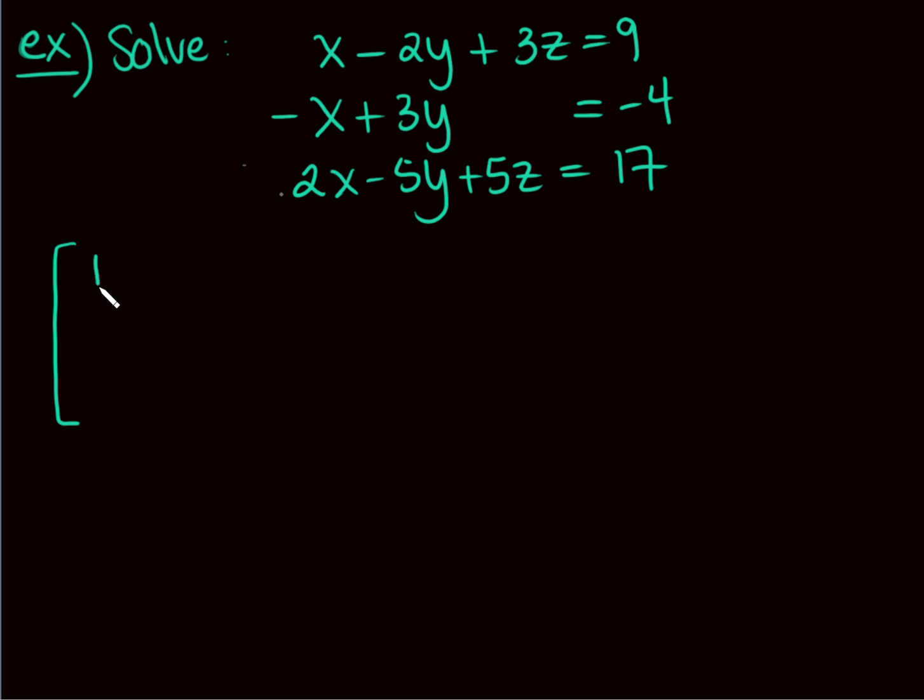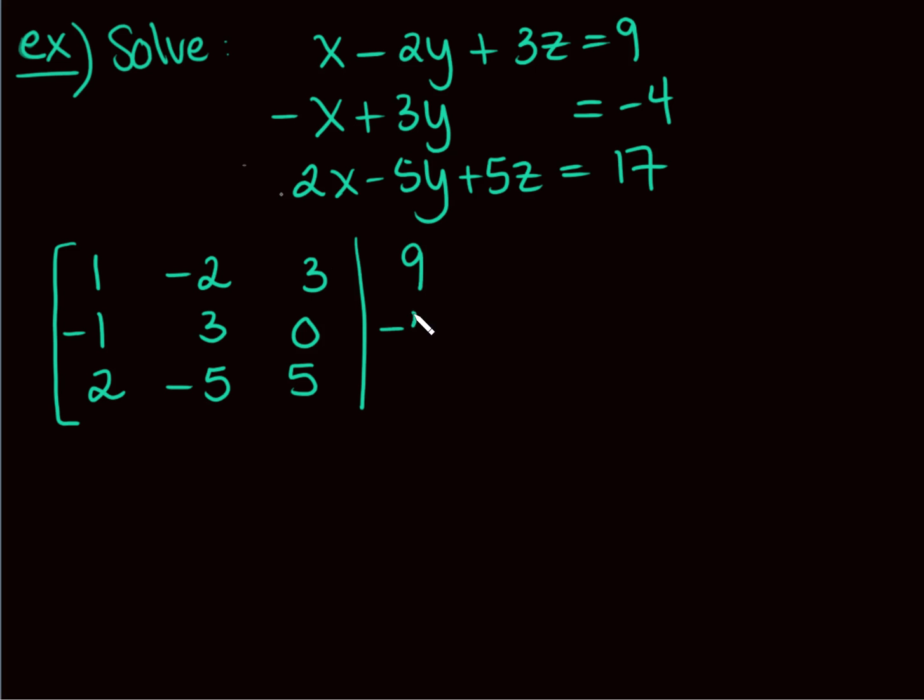What would I have? My x's, I go 1, -1, 2. Then for my y's, I would have -2, 3, -5. For my z's, I would have 3, 0, so let's go ahead and put a 0 there, and 5. And then my augmented matrix here, I'm going to augment with the solution column, which is 9, -4, 17.